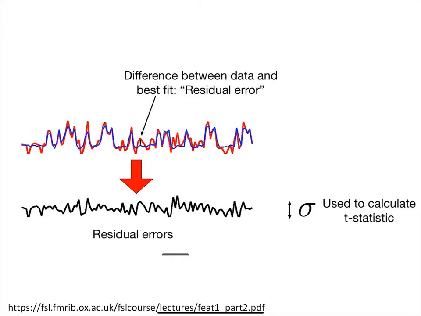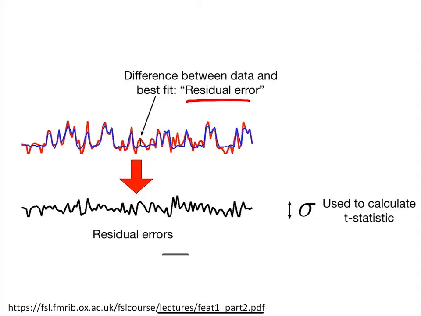The next thing we'll talk about is residual error. A model is just a model, right? That regressor is what we think the brain's going to be doing. The brain's obviously not going to be doing exactly that. Plus, there are a lot of noise sources, which we'll talk about more next time: the subject's moving, they're breathing, their heart's beating, and there's noise from the scanner.